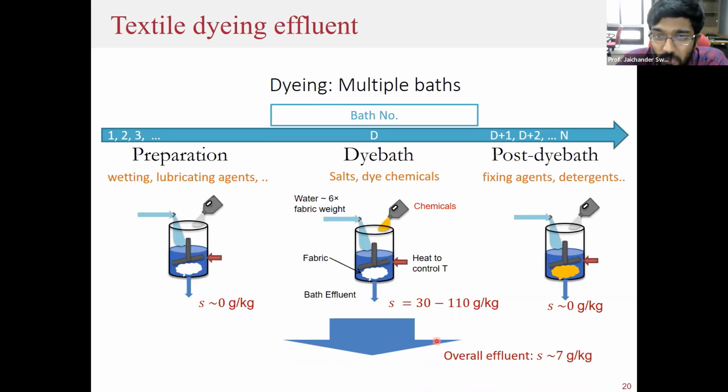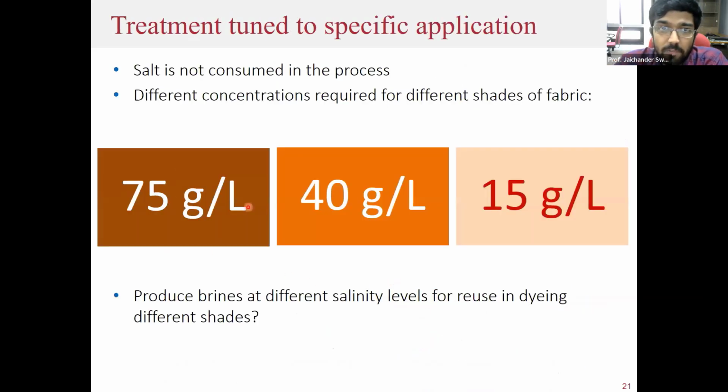The other aspect was tuned treatment for the industry. As I mentioned, in the dyeing industry, the dye bath is where they add salt, and the amount of salt that is added in the dye bath is a function of the fabric color. If you want to achieve a very dark shade of fabric, then a much higher concentration is used, whereas for a light shade of fabric, a much lower concentration of salt is used. So from a treatment perspective also, it makes sense to produce brines at different salinity levels for reuse rather than going for full desalination. Okay, so we want to perform partial desalination and reuse the solutions at different concentrations rather than perform full desalination.